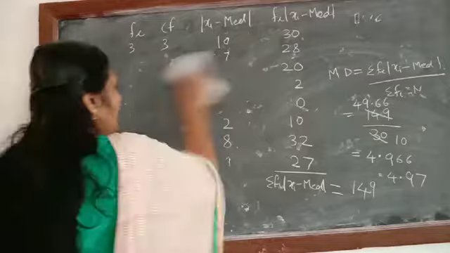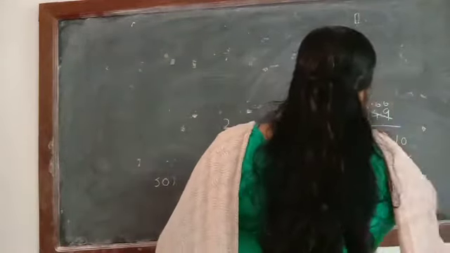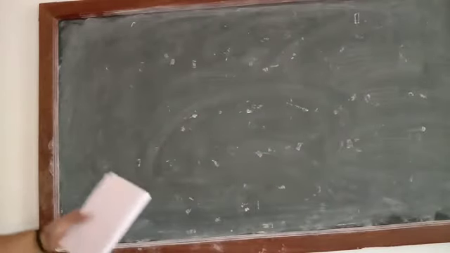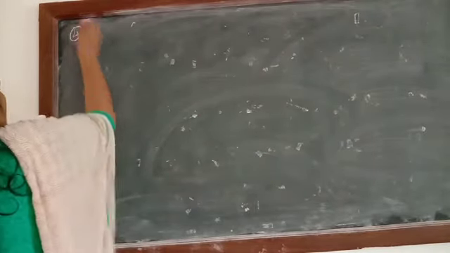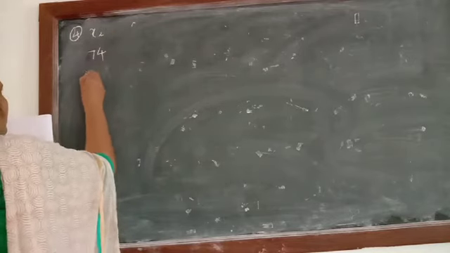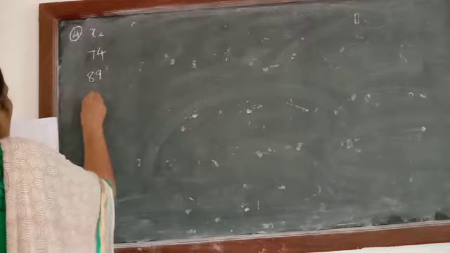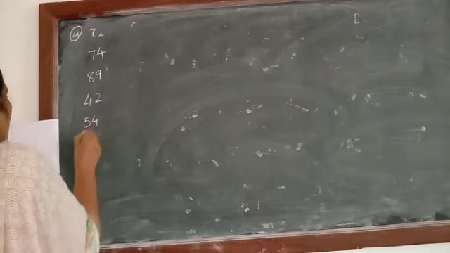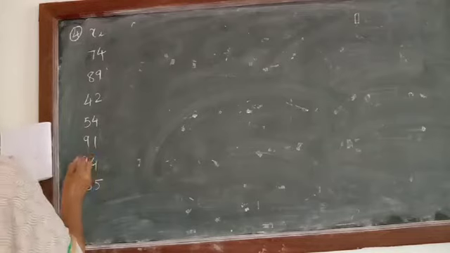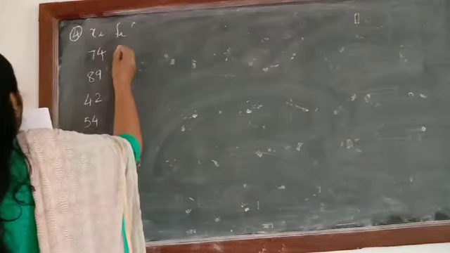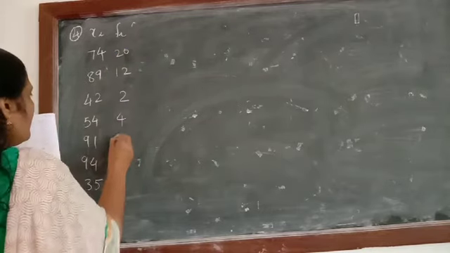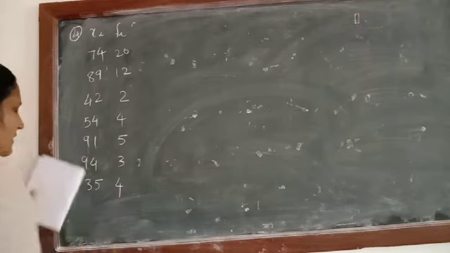Now we can check the next question. All of you write down the next question, about median, because you studied median in class 10th also. So write down question number 4. xi is given as 74, 89, 42, 54, 91, 94, 35, and the frequencies are 20, 12, 2, 4, 5, 3, 4.